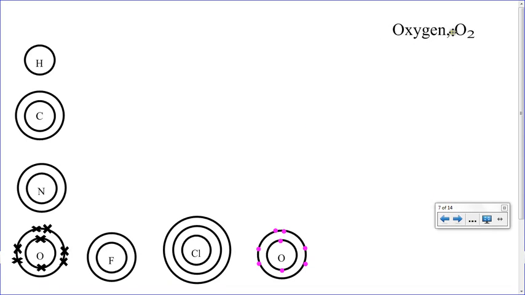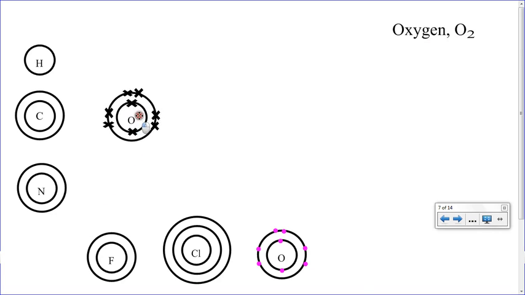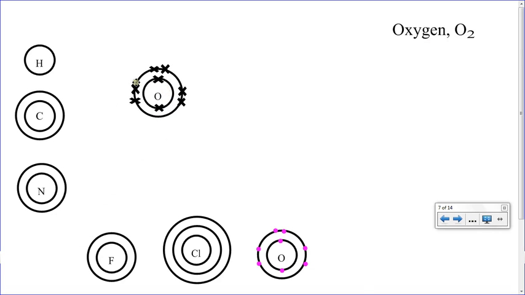Let's have a look at oxygen. And again, we know that oxygen's in group 6, so it's not stable at the moment. We've got one oxygen atom there, it's got 6 electrons in its outer shell. Let's just draw a structural formula. We've got oxygen double bonded to another oxygen.